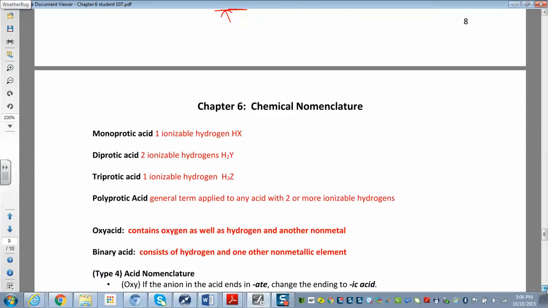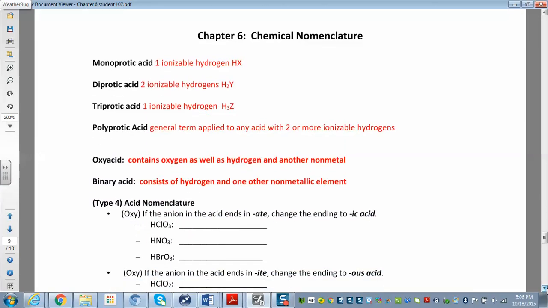You can have monoprotic, diprotic, or triprotic acids, depending on how many hydrogens you have that can come off. Monoprotic has one ionizable hydrogen. Diprotic acids have two, triprotic are three, and polyprotic is just a general term for anything that has two or more ionizable hydrogens. You may see that word again, polyprotic acids.